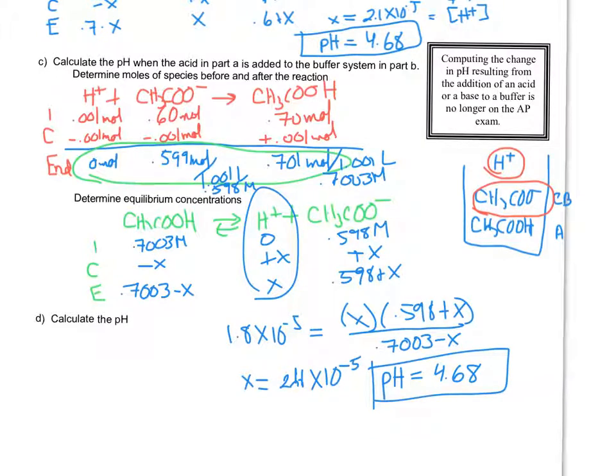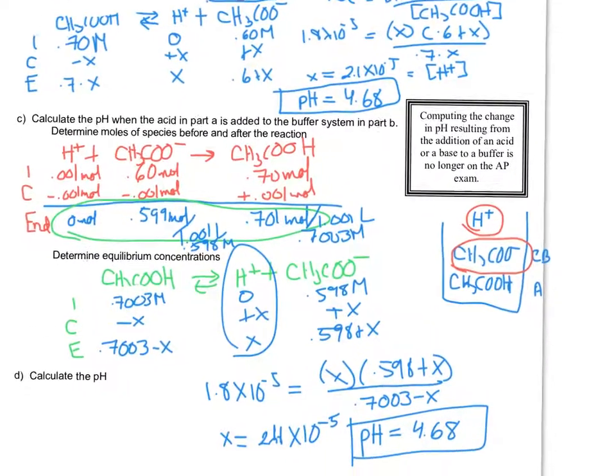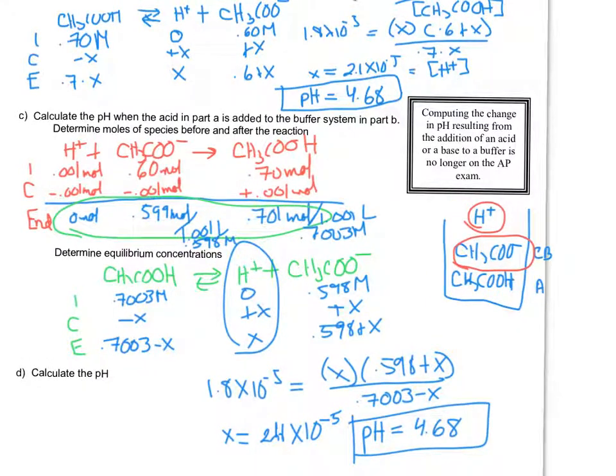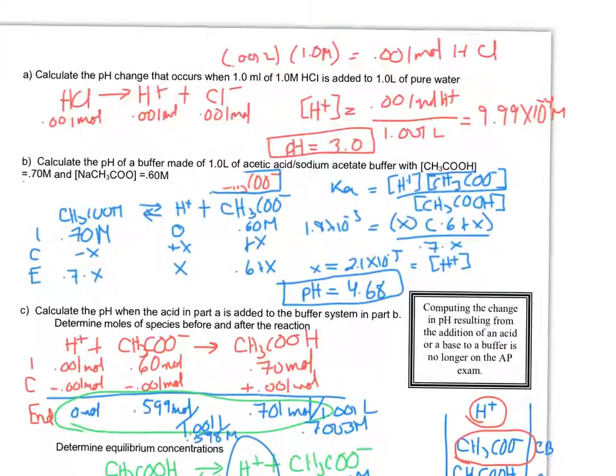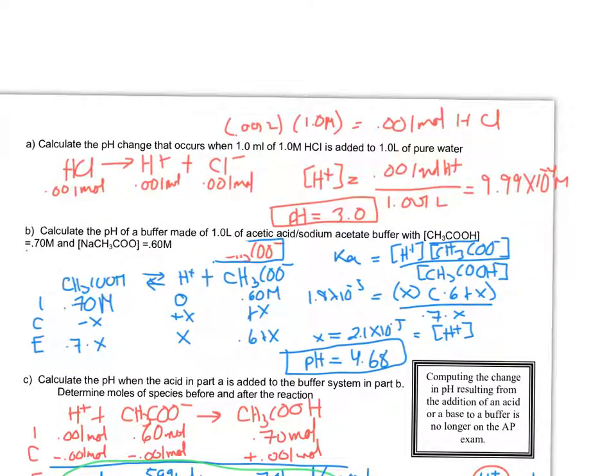So let's look at that. My buffer, by itself, its pH is 4.68. I add a milliliter of acid to it, it remains at 4.68. It did not change. Whereas my distilled water started out at a pH of 7, and then when I added that same milliliter of acid, it changed to 3, 10,000 times more H+. So that buffer seems to be effective for that amount of acid.